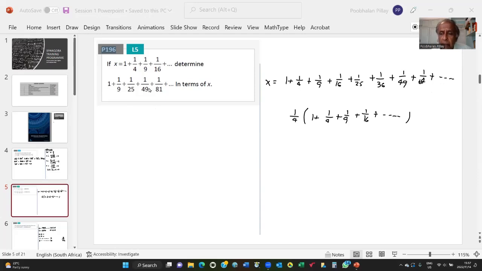So what do you do here? You'll notice that I don't know what this is, but let's give a name to this. So we'll say let y be equal to this.